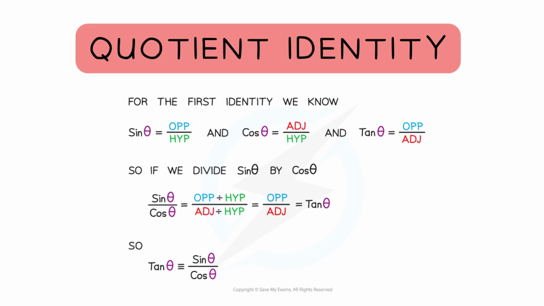The quotient identity states that tangent is sine divided by cosine. Tan theta equals sin theta over cos theta. Breaking it down with a right triangle, the hypotenuse cancels and we are left with opposite over adjacent. This conversion is extremely useful because it allows us to replace tangent with sine and cosine, simplifying calculations.